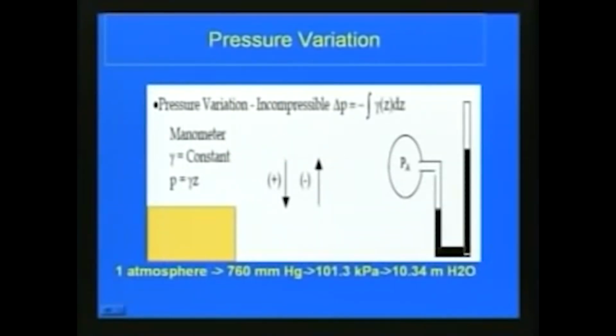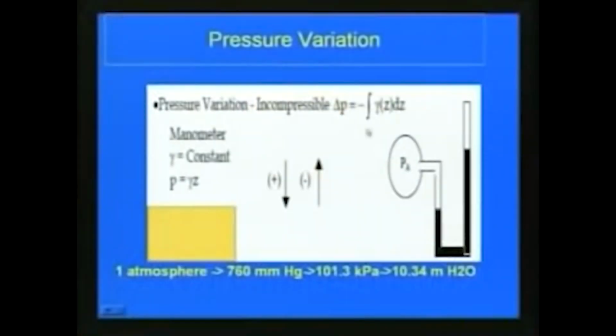So, now we will further discuss the pressure variation for incompressible fluid. As we have seen in the previous slides, it is rho g or gamma into dz. So, if we consider going from one point to another in the vertical direction, we can just integrate this to get the total pressure variation. We can just integrate gamma dz.